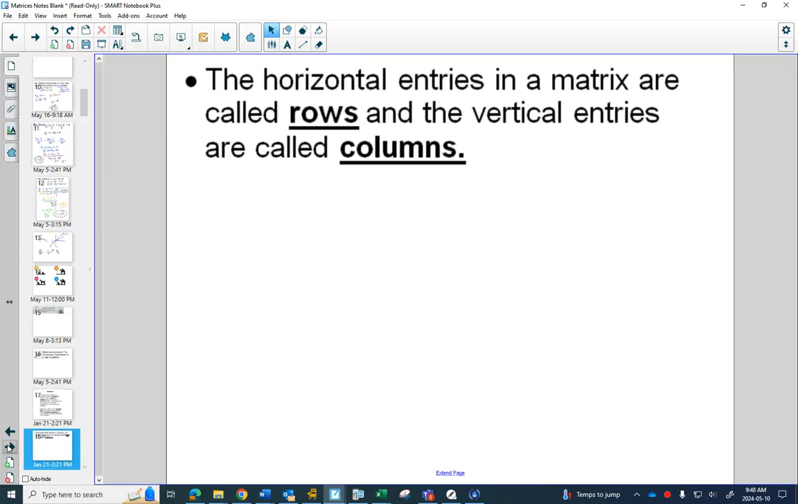Okay, so the horizontal entries in a matrix are called rows, right? I don't have problems remembering that columns are up and down, but sometimes I have problems remembering that rows go across. I think of columns when I think of a building having columns, and they always go up and down. And therefore, the rows have to go sideways. So I just remember which way the columns go, and then rows go the opposite.